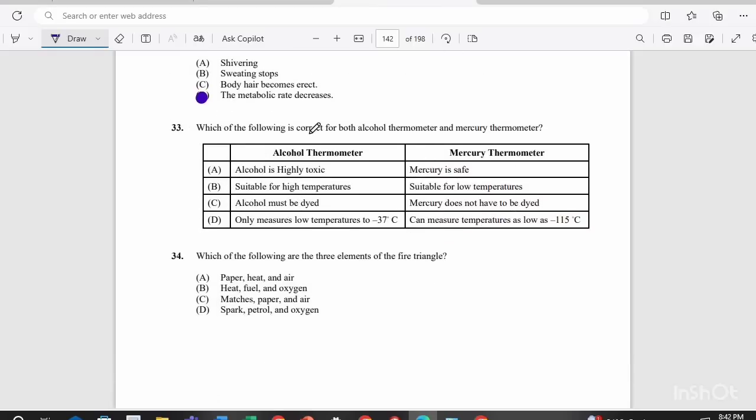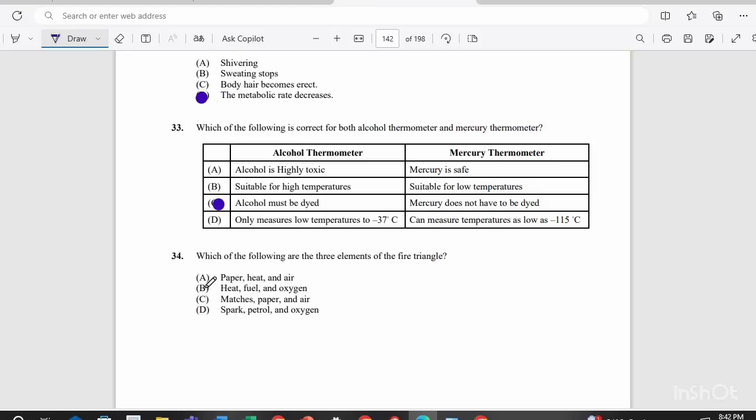Question 33. Which of the following is correct for both alcohol thermometers and mercury thermometers? Please look at the options. The answer there would be C. The alcohol in the alcohol thermometer must be dyed, and the mercury in the mercury thermometer does not have to be dyed. Question 34. Which of the following are the three elements of the fire triangle? Is it A, paper, heat, and air, B, heat, fuel, and oxygen, C, matches, paper, and air, or D, spark, petrol, and oxygen?